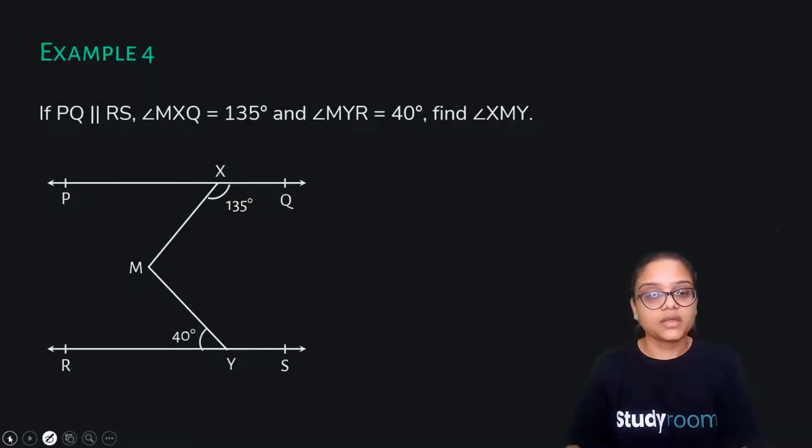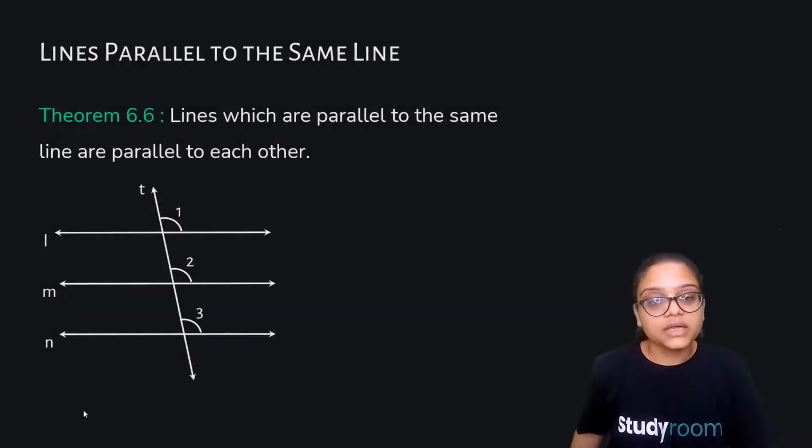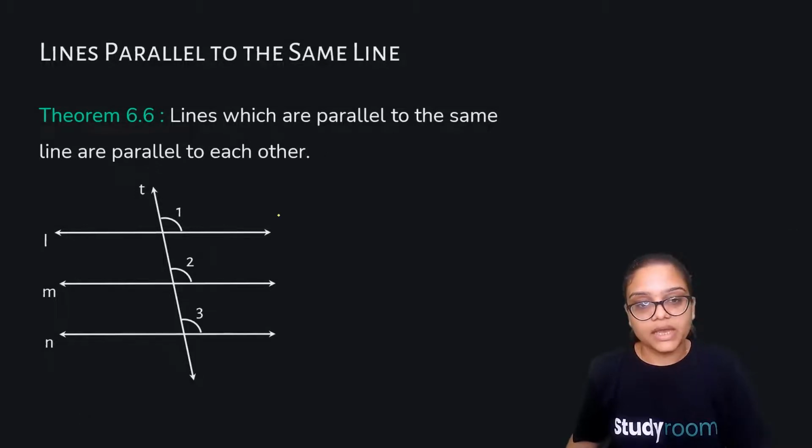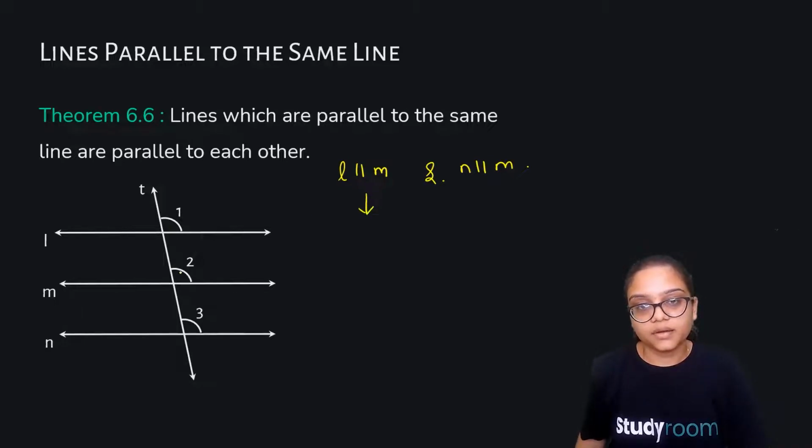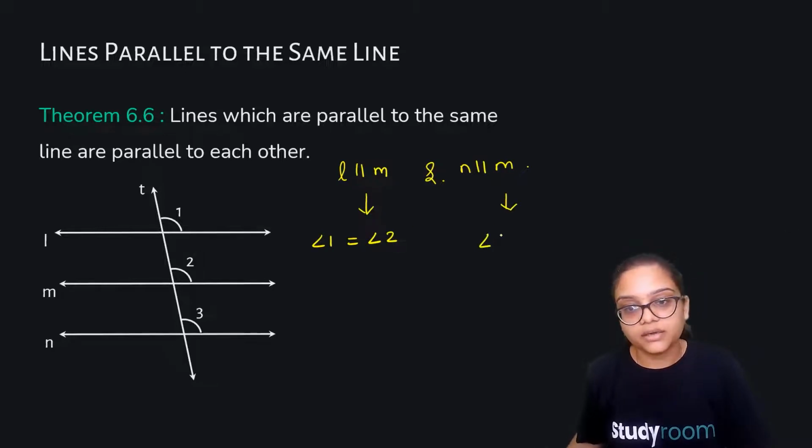Just a second. We know for a fact that, suppose L is parallel to M is given to you, and N is parallel to M is given to you. Okay. So, if L is parallel to M, we know for a fact that these two angles are equal. Corresponding angles are equal, right? And if N is parallel to M, we know for a fact that these two angles are equal, again due to the corresponding angle axiom. Okay.